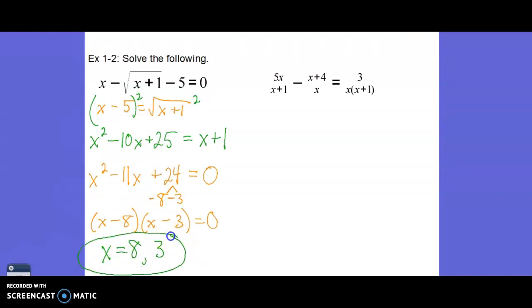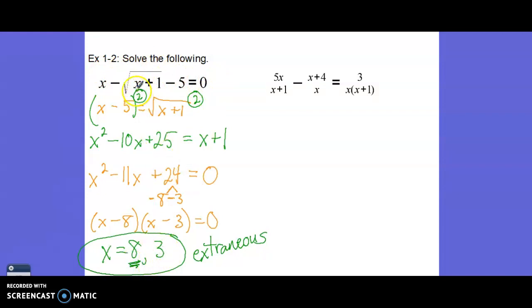Now you may remember from an earlier chapter as well, we talked about extraneous solutions. And anytime you square, right here we squared both sides, you may have an extraneous solution. So just double check. Let's try 8 first. Well, 8 plus 1 is 9. The square root of 9 is 3. 8 minus 3 is 5. Minus 5 is 0. So 8 is good.